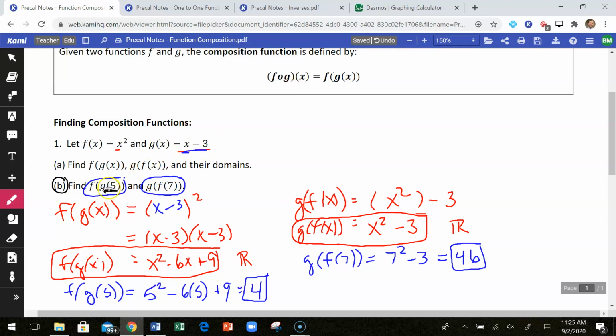And then whatever you get from that, plug that into f. So since I got 2 from g of 5, I'm going to plug 2 into f, which would give me 2 squared, which would be 4. Same thing we got down here. G of f of 7, I could do f of 7 first. F of 7 would be 49, and then take that and plug it into g, 49 minus 3, which would be 46. Okay, so you can do that a little bit differently if you choose.